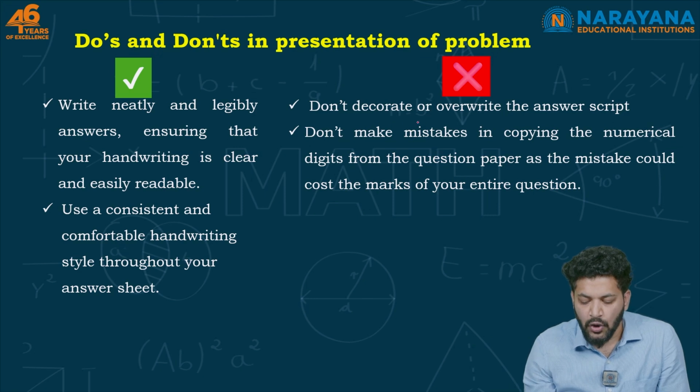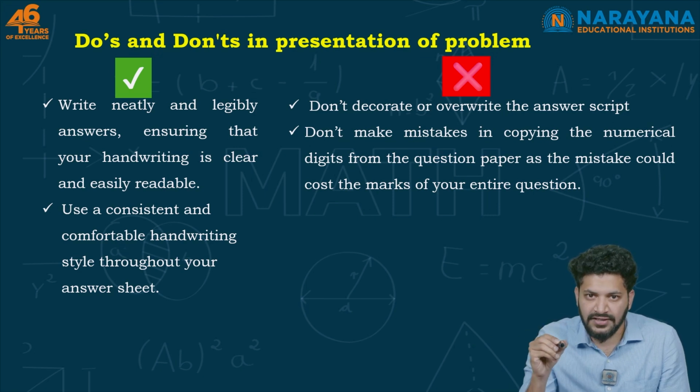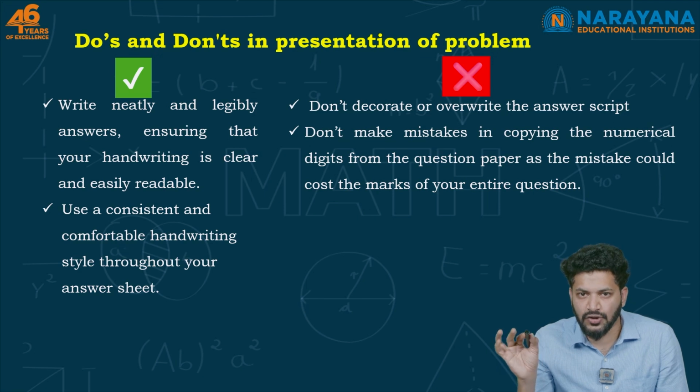Don't decorate or overwrite the answer script. So don't overwrite, as I just said. If you are writing 48, don't write 32 again on that same number. Just cut it and write the new number. Whatever the correct answer is, you should write it at the right side. Just write from left to right.